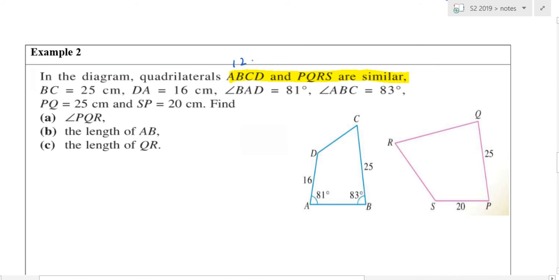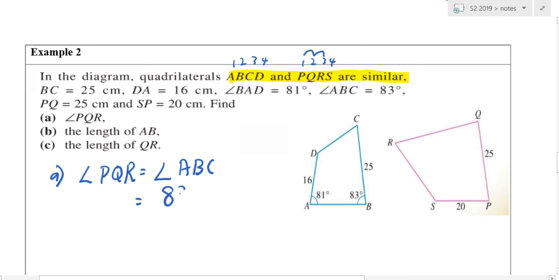This is 1, 2, 3, 4. This is 1, 2, 3, 4. The order is already fixed for you. So if I ask you, what is angle PQR? What will you tell me? PQR is 1, 2, 3. What will you tell me? ABC. Then look at the diagram. Where is ABC? ABC. Oh, 83. See? So simple. One mark.